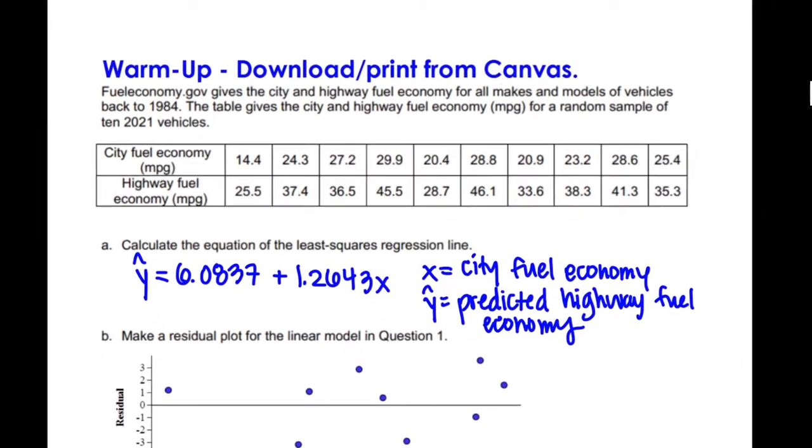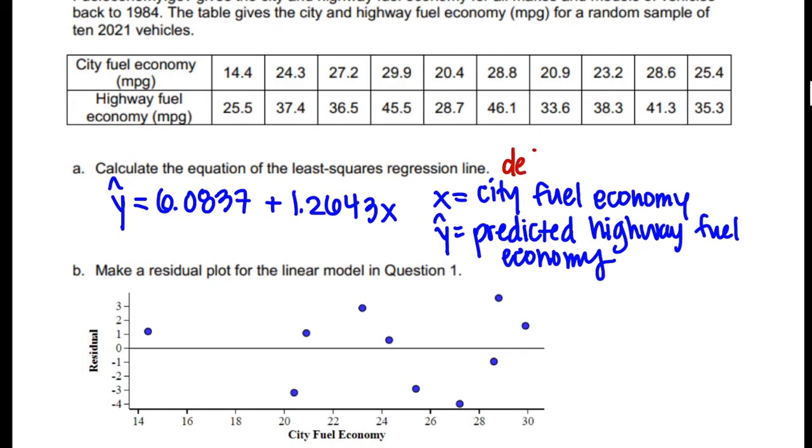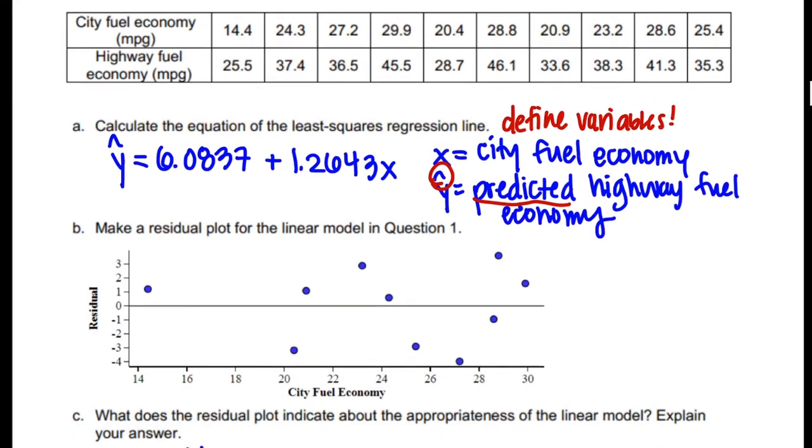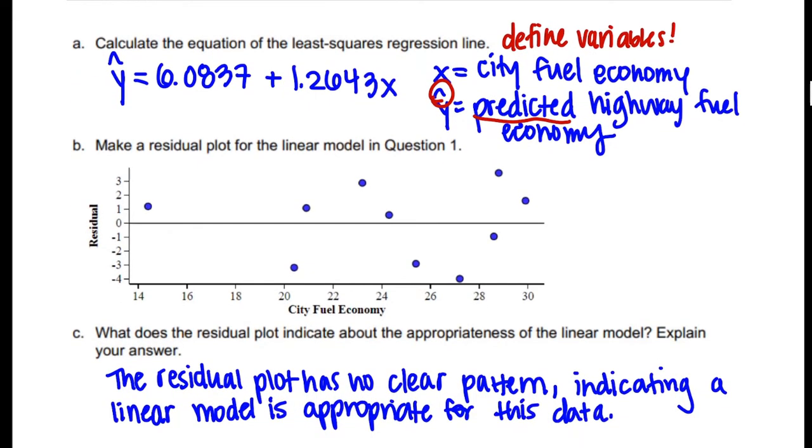All right, one thing I'm going to add in red here is you always need to define the variables as a reminder, and then the hat means you say predicted. So don't forget that. Here's the residual plot I got from Stapplet. So it has no clear pattern, which means a linear model is appropriate.